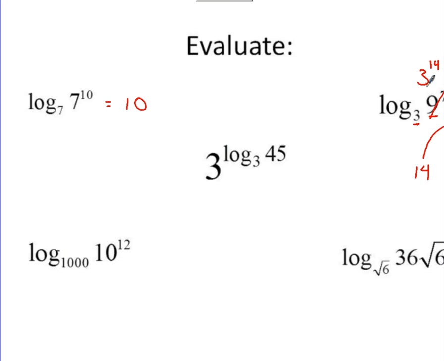The one in the middle is a little different because now you've got the logarithm floating around up here as an exponent, but it's still based on that whole inverse idea. Because the logarithm up here in the exponent has the same base as the base down here for the exponential expression overall, it's kind of like these ideas are canceling themselves out, leaving you with just 45.